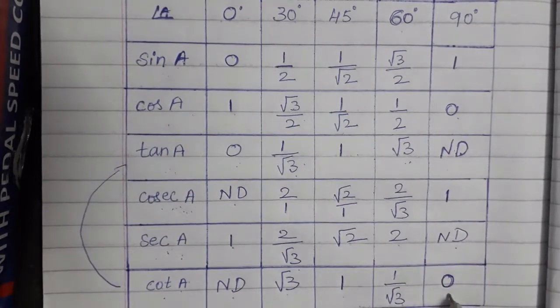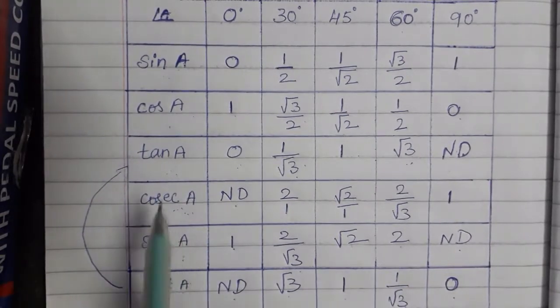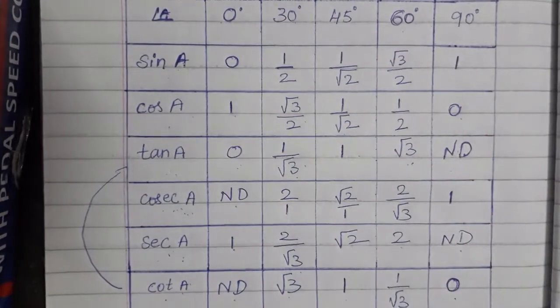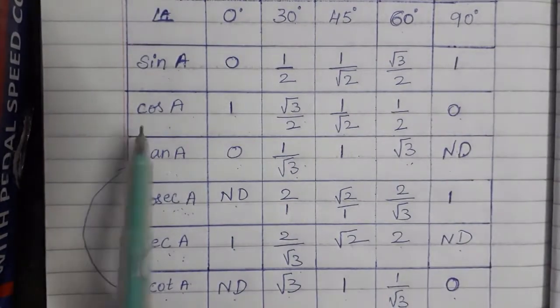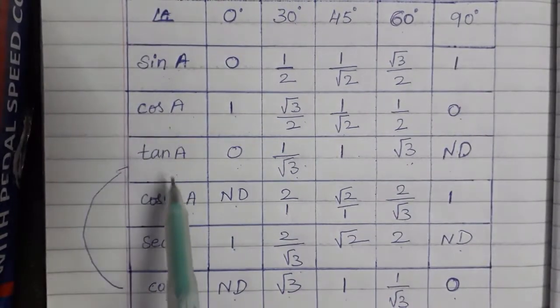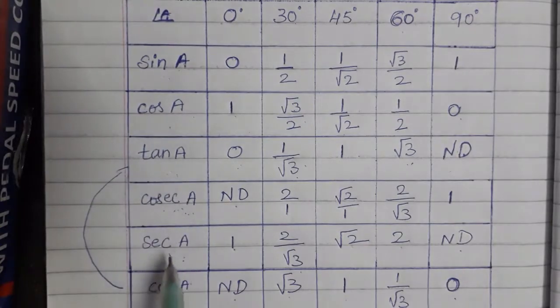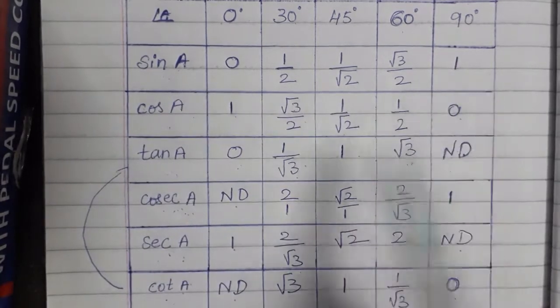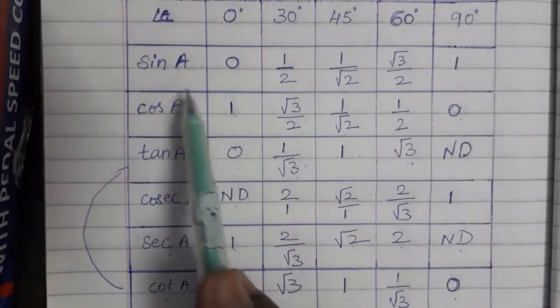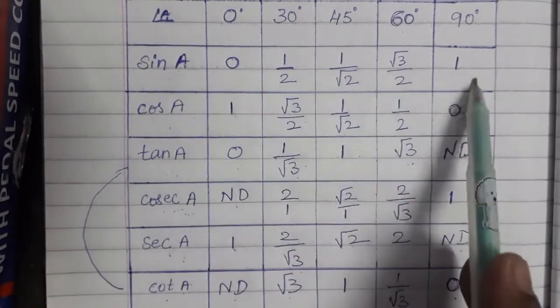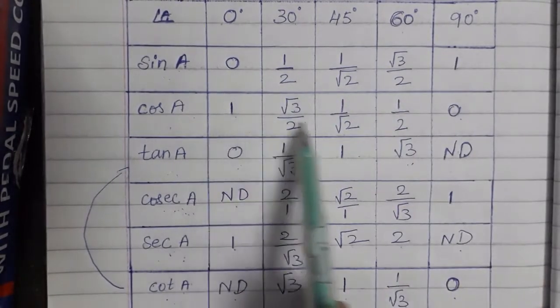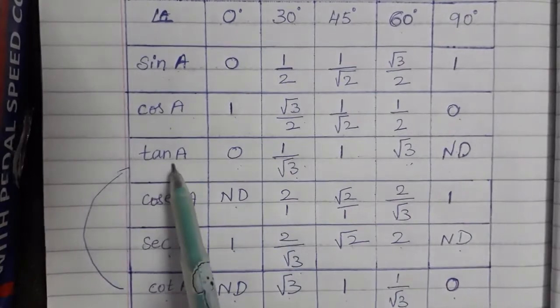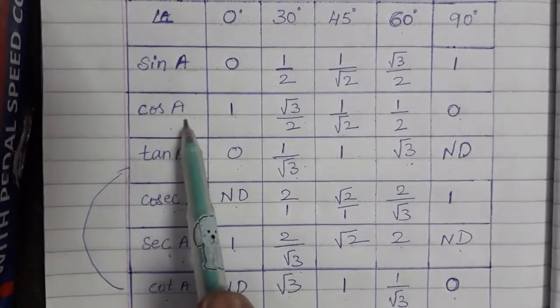Cot 90 is 0 degree. So remembering these standard angles with respect to sin A, cos A, tan A, cosecant A, secant A and cot A is very important. If you remember sin A, you can write all the 6 ratios. Sin A values, if you reverse and write, will become cos A values. Then tan A is nothing but sin A by cos A.